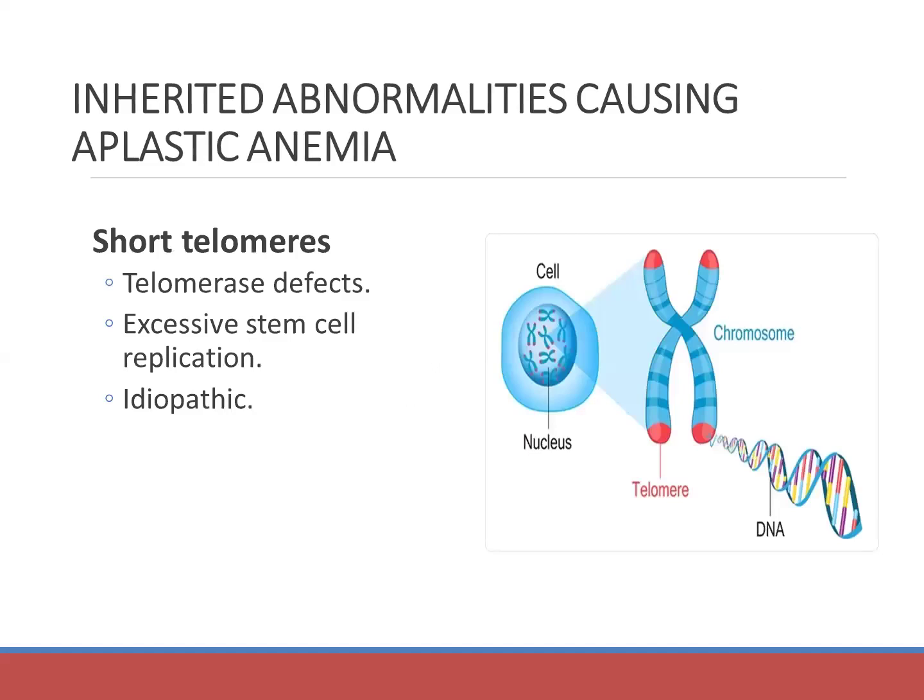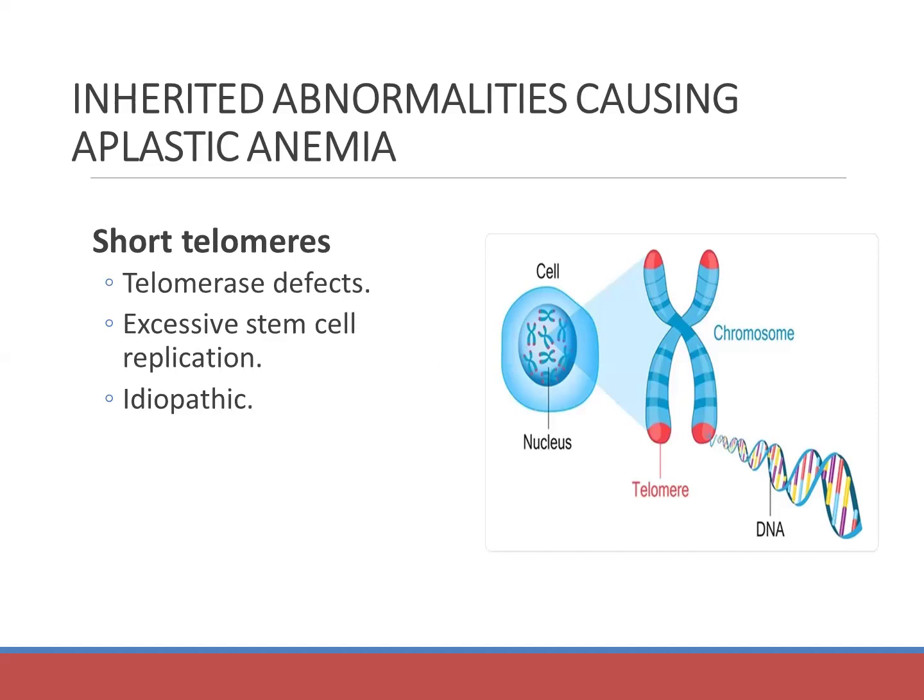Another important cause of aplastic anemia is short telomeres, in which there are defects of telomerase, or there is excessive stem cell replication that exhausts the cells, and they age rapidly, or this can be due to an unknown cause, idiopathic.